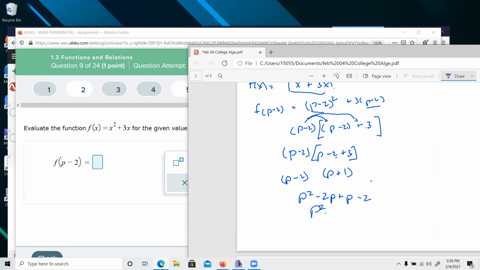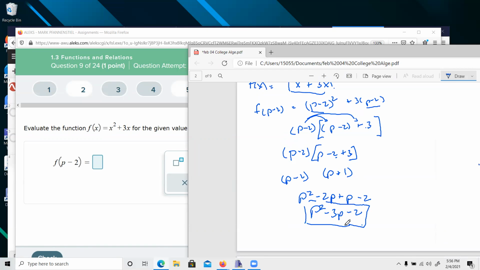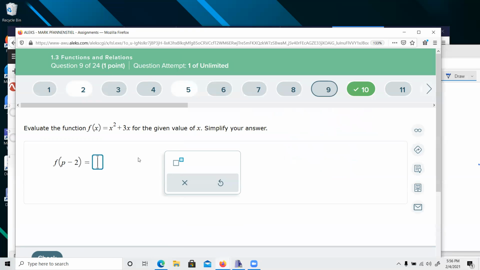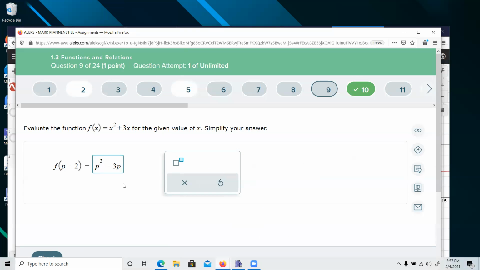All right. And that is going to be our value here. Okay, what is that? p squared minus 3p minus 2. So this is p squared minus, what was it, 3p? Minus 2.